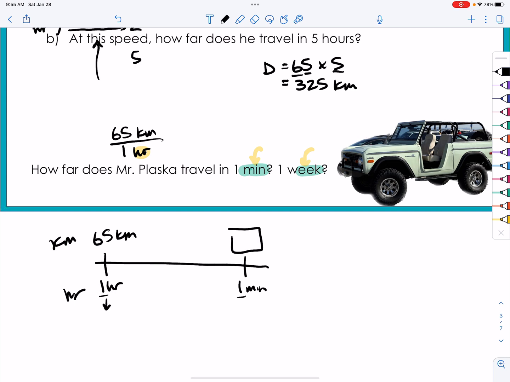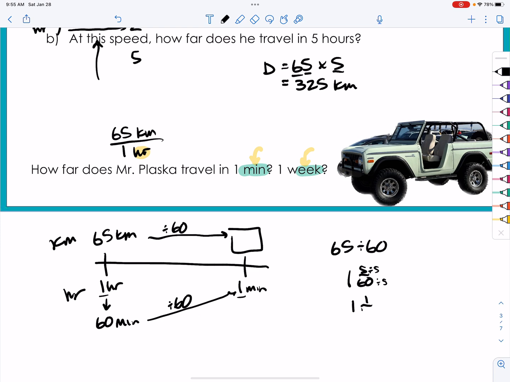And I know that 1 hour is 60 minutes. And so now if I'm at 60 and I need to get to 1, I'm going to have to divide by 60. So up here, rather than doing some multiplication, I need to divide by 60. And so I end up getting 65 divided by 60, which is 1 and 5/60ths, or 1 and 1/12. So I could travel 1 and 1/12 kilometers in 1 minute.